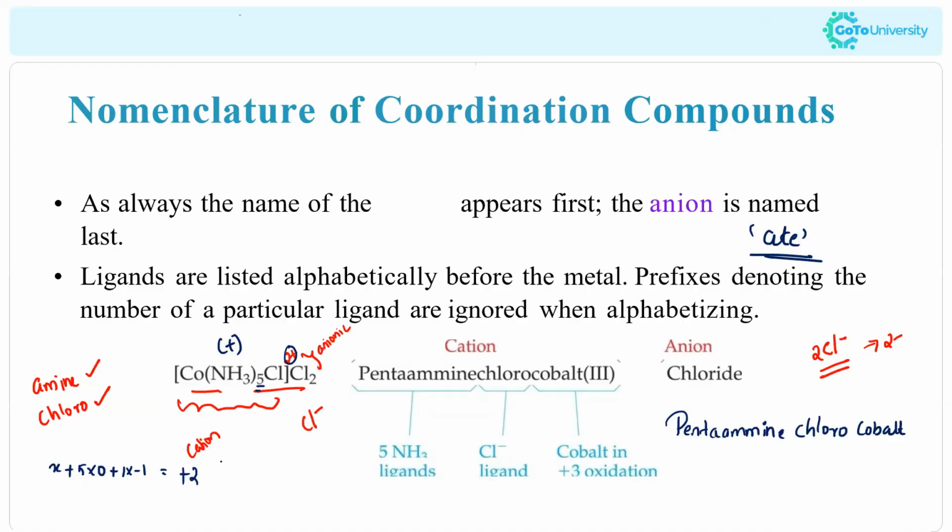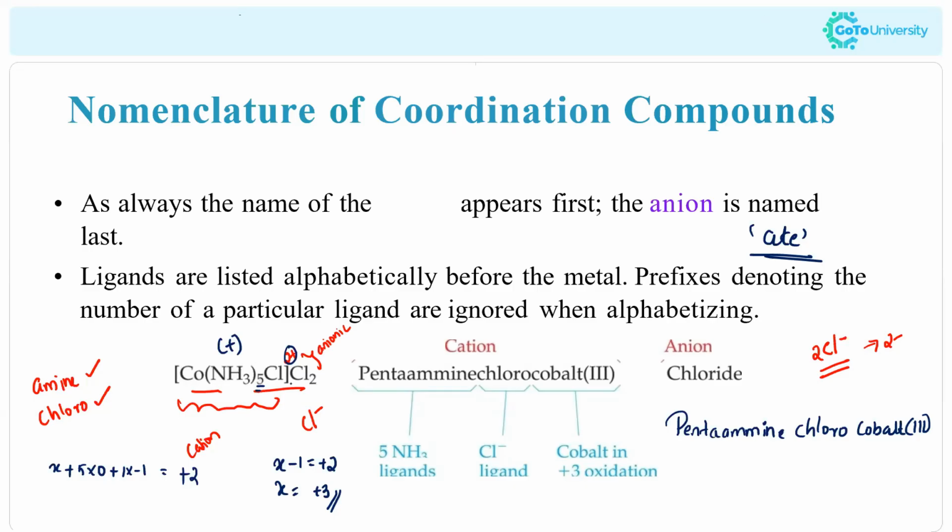If it is not charged, we can write it as 0 here. So we can write x plus 0 minus 1 equals plus 2. So x will be equal to plus 3. It means the metal cobalt is in the plus 3 oxidation state. So here we can write pentaammine cobalt, and the oxidation state should be written in Roman numerals. Pentaammine chloro. Chloro means only one chlorine is there, so we don't need to write mono, di or anything. Chloro is fine. So pentaammine chloro cobalt 3.